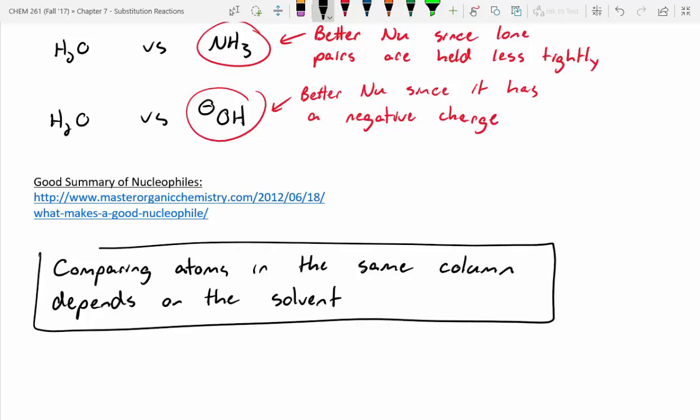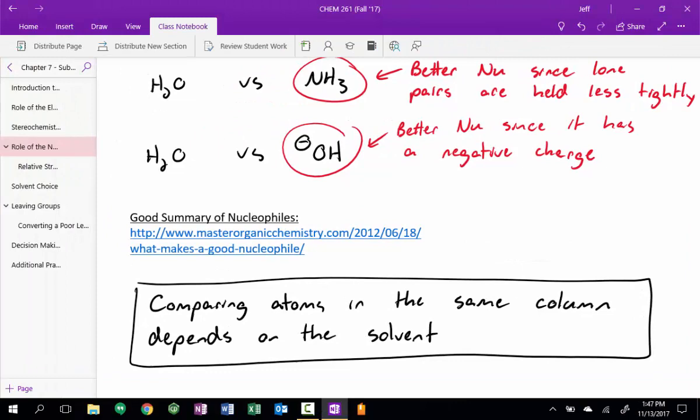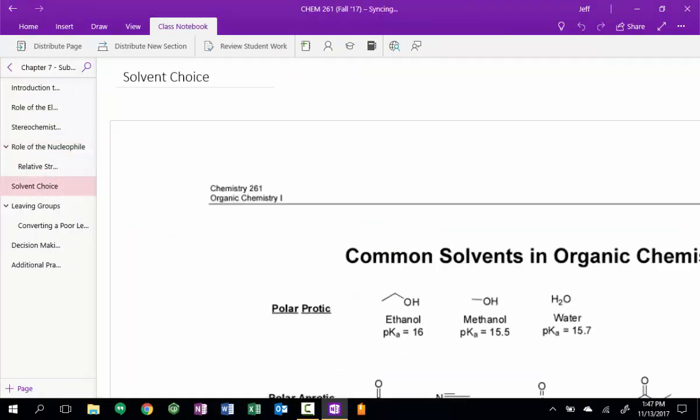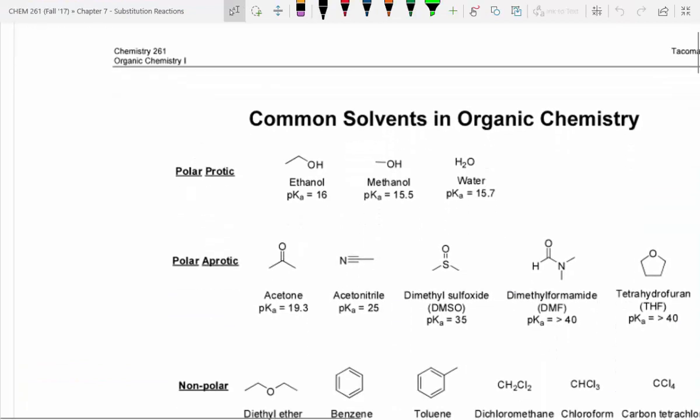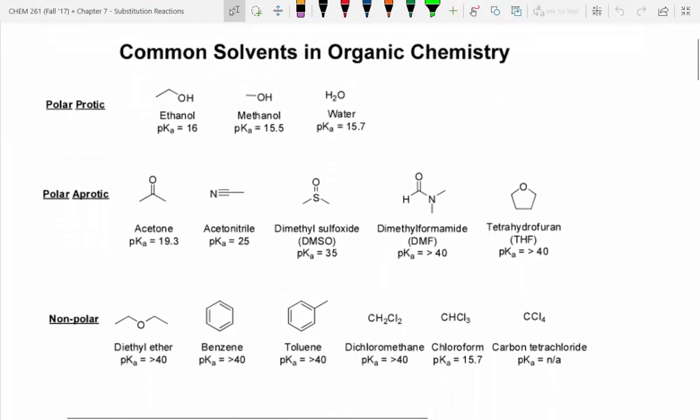So let's continue along that train of thought and then create a list of solvents that can be used in these substitution reactions. All right, so in organic chemistry, we have a handful of common solvents that we use, and we try to break them apart into three general groups.